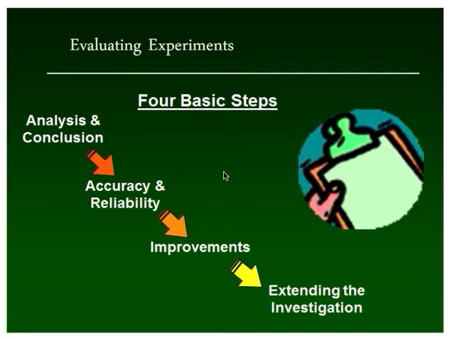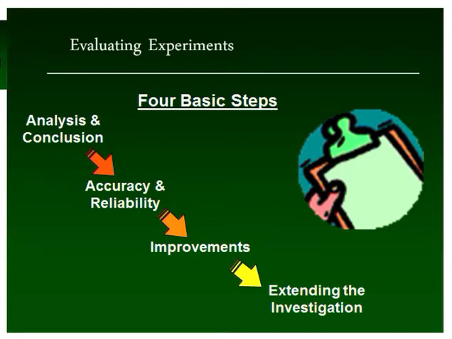Now that you're an expert on conducting an experiment, now you need to become an expert on evaluating experiments. So you could use this process when you evaluate your own experiments or when you evaluate other people's experiments that you may be using in your research phase of your particular version of the scientific method. There are 4 steps to evaluating an experiment: analysis and conclusion, accuracy and reliability, improvements, and extending the investigation.